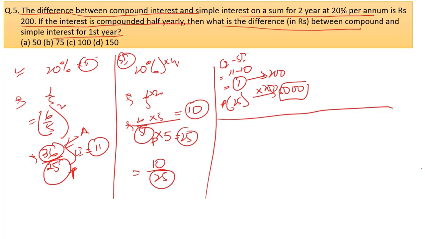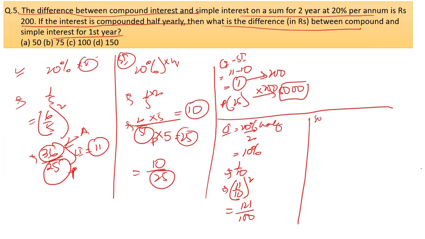Again, for the next question we have, if the rate is compounded half yearly, that is CI 20% half yearly, then divided by 2, this is 10%. So we know that 10% will be 1 by 10, and 1 by 10 for 2 years. This is 121 by 100. Again, for simple interest, we have 20 by 100. So here the principal is 100 and the principal is 100.